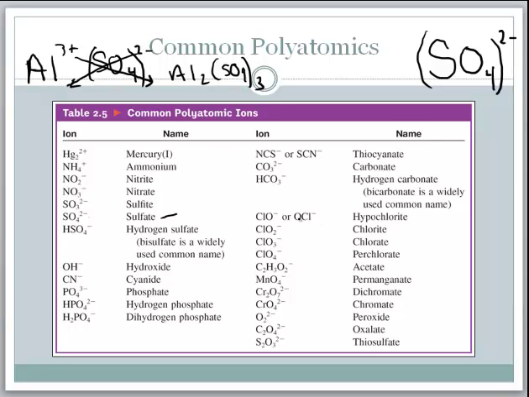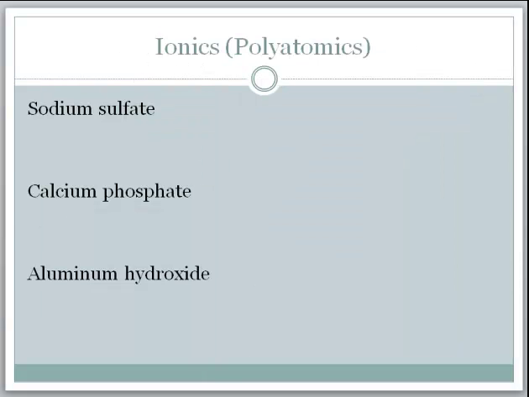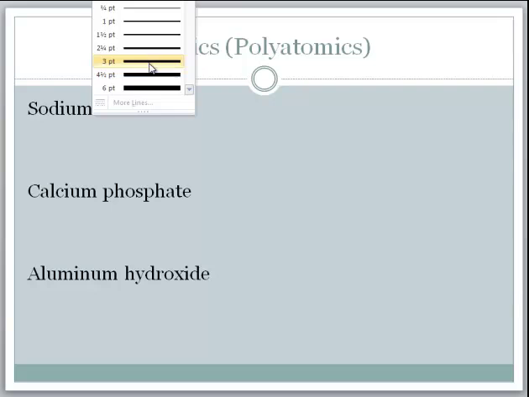These are the common polyatomics that we will use throughout the year. The ones that you need to have memorized: ammonium, nitrite, nitrate, sulfite, sulfate, hydrogen sulfate, or we can call it bisulfate, hydroxide, cyanide, phosphate. You don't have to memorize the two phosphates there. Carbonate, bicarbonate, hypochlorite, chlorite, chlorate, perchlorate, acetate, permanganate, dichromate, and chromate. It's a lot to memorize, but it will make your life a lot easier in chemistry once you memorize those.